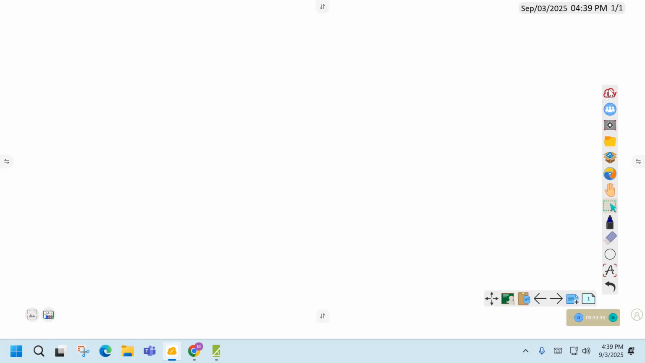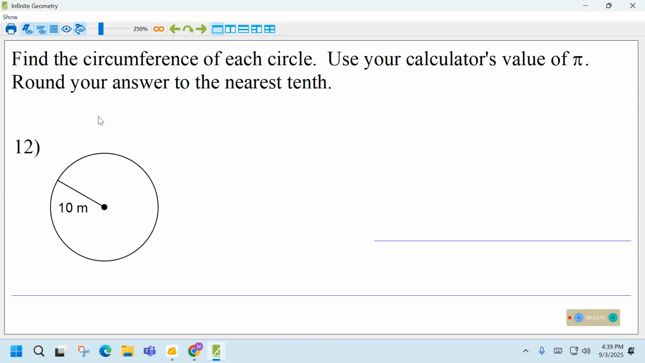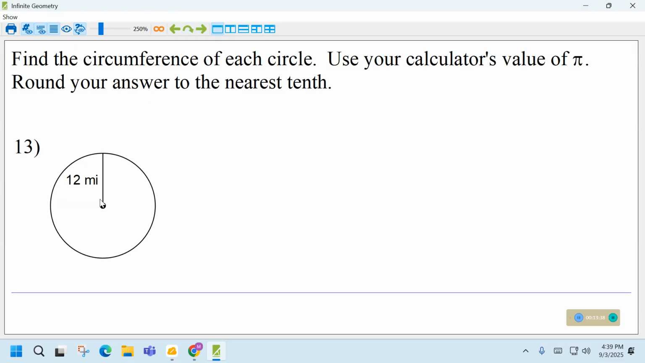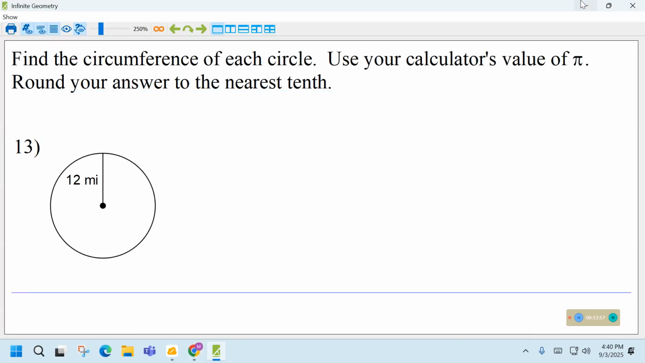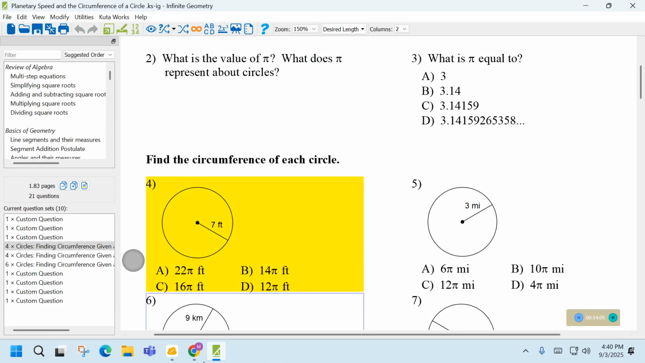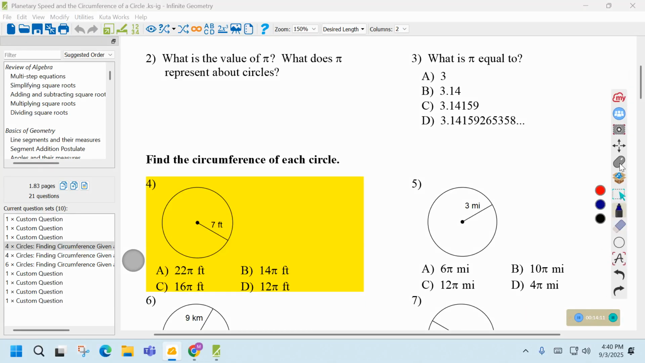Okay, so we'll continue now. For 13, we know we're going to get 12, right? And so if I do 2 times 12, I get 24. And so the circumference of this will be 24 pi. So to get that, I'll go to my calculator and do 24 times pi. And if I hit equals, we have this value, 75.39. Okay, 75.39. So let's go make sure that we get that written on the slide. We're almost done with this little section to move on to the planetary speed really quick.